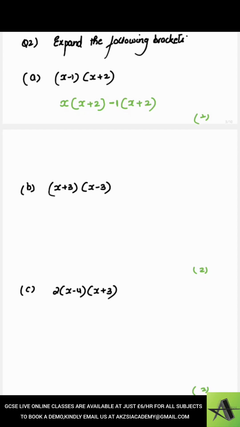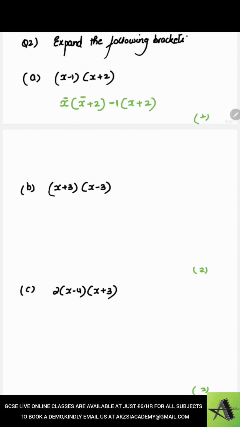And the same thing I have done here. That means I have multiplied x, a term of the first bracket, with the second bracket, and another term of the first bracket, which is negative 1, with the second bracket. So this is how you can convert the double bracket into a single bracket first. And then you already know how to simplify single brackets. Just multiply.